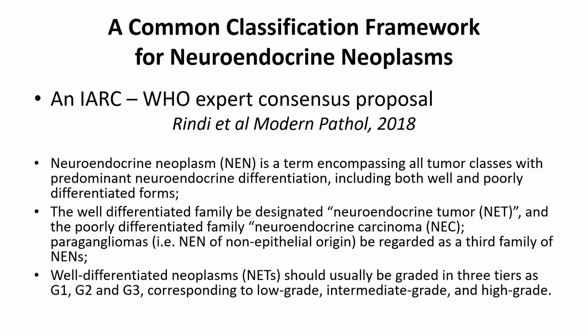So the terminology now, neuroendocrine tumor means a well-differentiated neuroendocrine neoplasm of epithelial type cells, and neuroendocrine carcinoma refers to a poorly differentiated neuroendocrine neoplasm. Now, what does that mean?